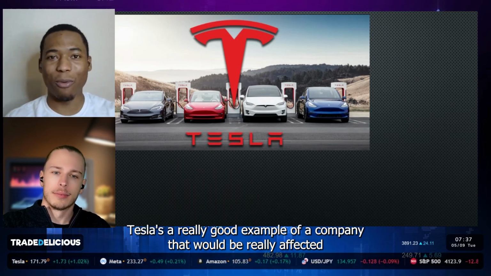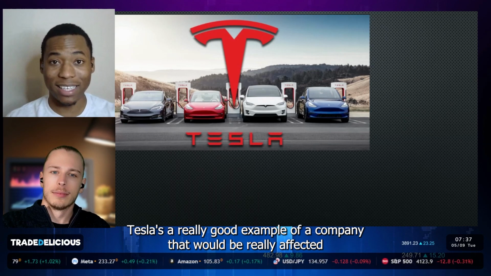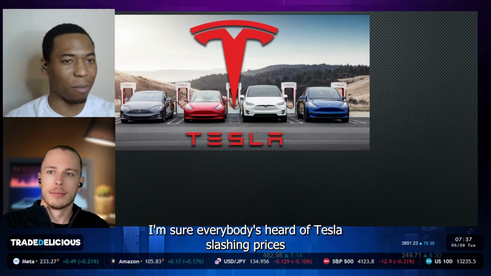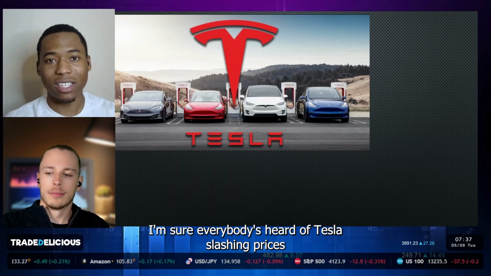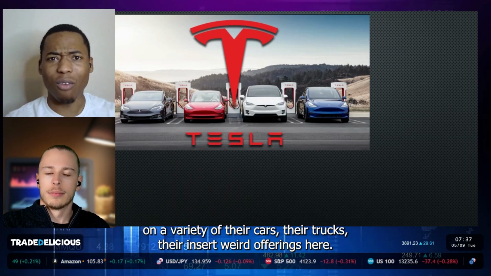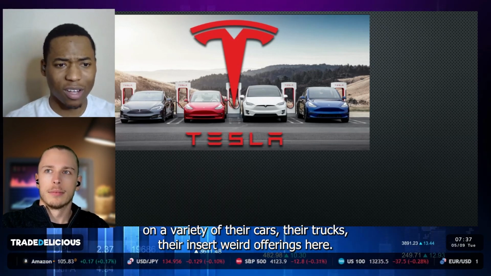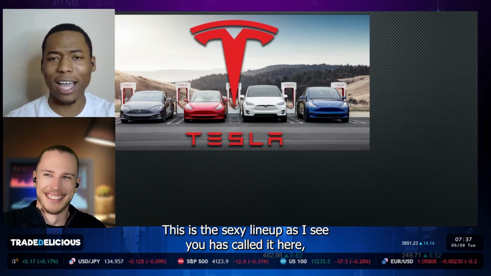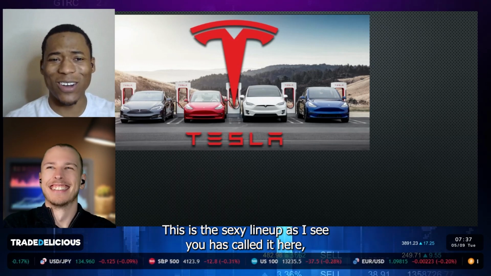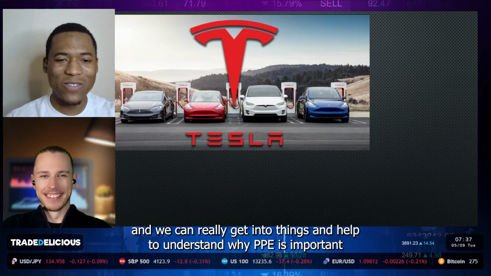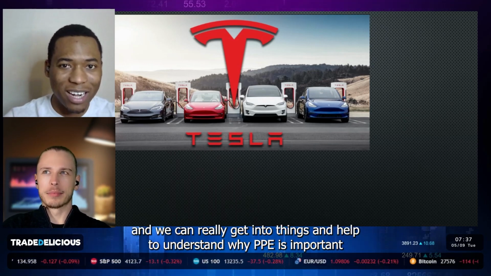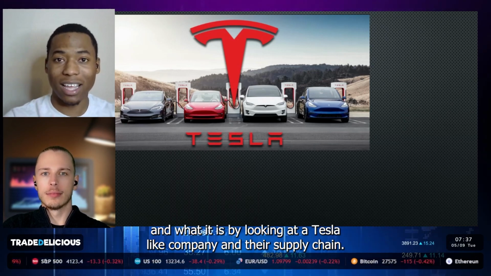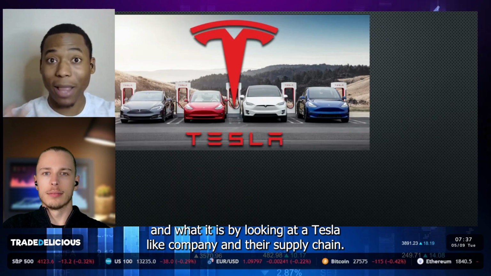Tesla's a really good example of a company that would be really affected by PPI and therefore affects us as the consumer. I'm sure everybody's heard of Tesla slashing prices on a variety of their cars, their trucks, their weird offerings here. This is the sexy lineup, as Elon has called it. And we can really get into things and help to understand why PPI is important and what it is by looking at a Tesla-like company and their supply chain.